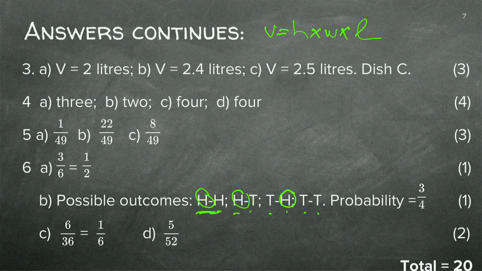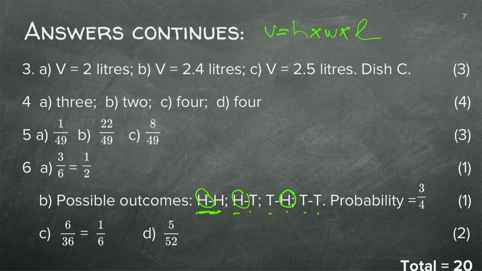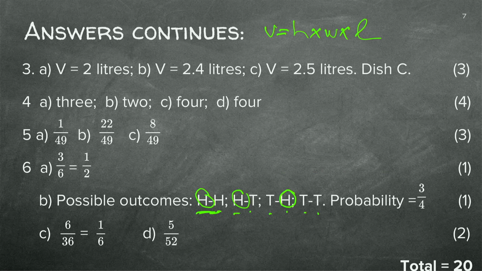Right. So let's make sure that you understand that. At least 1 head appears in 2 tosses of a coin. So we toss the coin twice. So we get head, head. We get head, tail, tail, head, or tail, tail. And so the chances then will be 3 over 4. Now, the sum 7 appears in the single toss of a pair of 6-sided dice. Now we've got 2 dice.